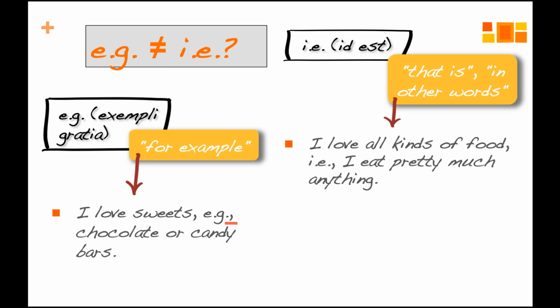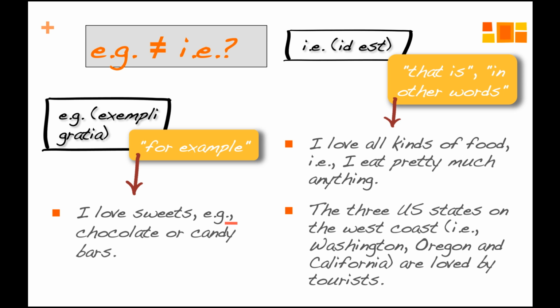I love all kinds of food, i.e. I eat pretty much anything. In other words, I eat pretty much anything. The 3 US states on the West Coast, i.e. Washington, Oregon, and California, are loved by tourists. The 3 US states on the West Coast, in other words, Washington, Oregon, and California, are loved by tourists.